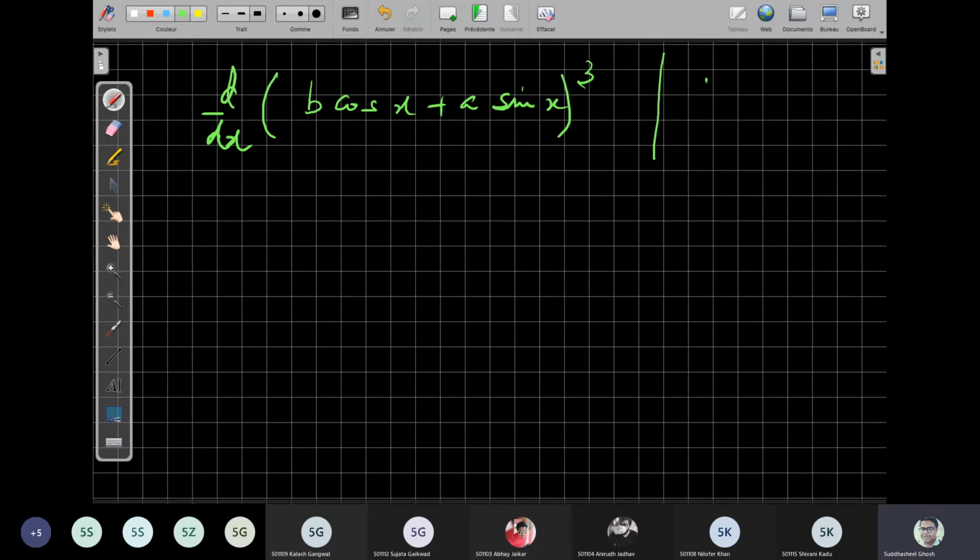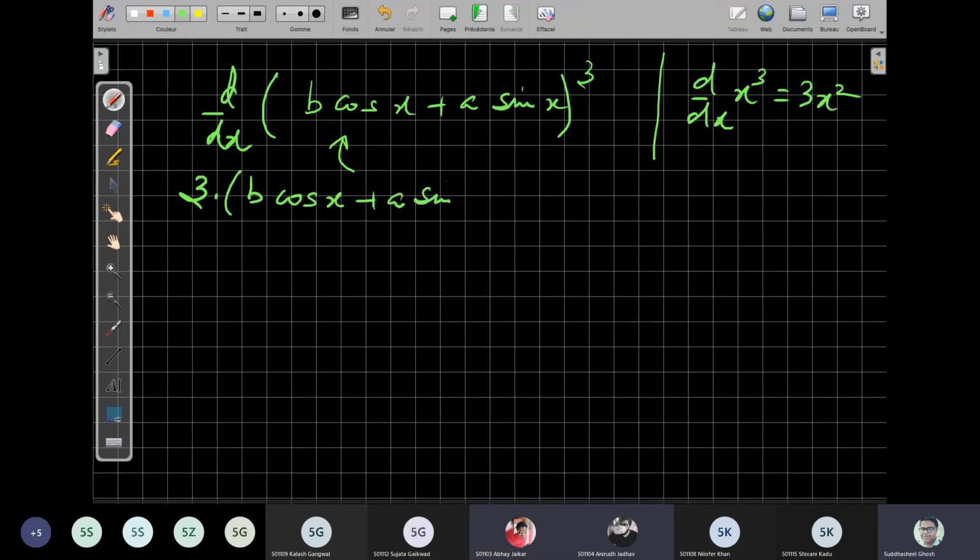When we know that, suppose I have d/dx of x cube, this is nothing but 3x square. So what will be its derivative? We have to take 3 into the partial derivative of the function. Why the partial derivative? 3 into x square is there, d by b cos x plus a sin x.